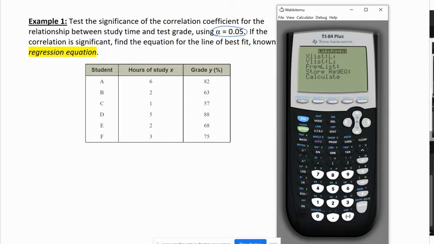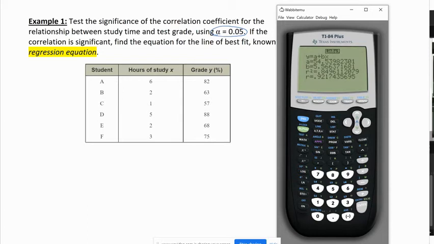And so to do that, I'll go to the vars button. So vars, yvars, function, y1. And so once it comes up with the line of best fit, it's going to store that equation in the y equals menu so that it's ready to graph. And then I'll press enter and calculate.